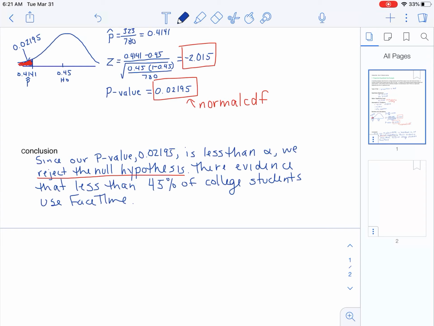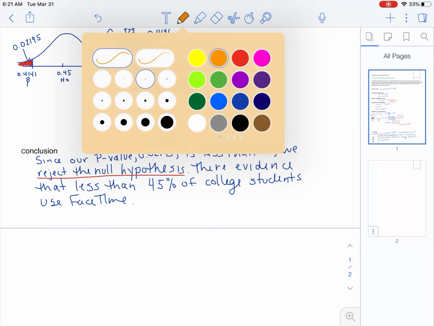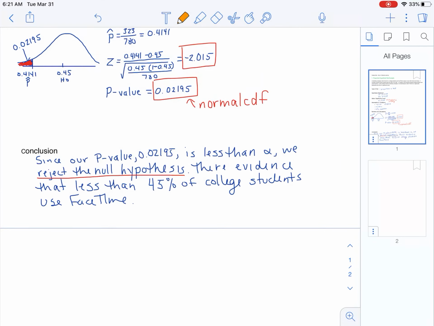If the p-value was greater than 5%, then we would not reject the null hypothesis. Okay? I'm going to write that, even though it doesn't apply to this question, I'm going to write it down here. If the p-value is greater than alpha, what they say in statistics is we fail to reject. Whoops, however I spell reject. Okay?